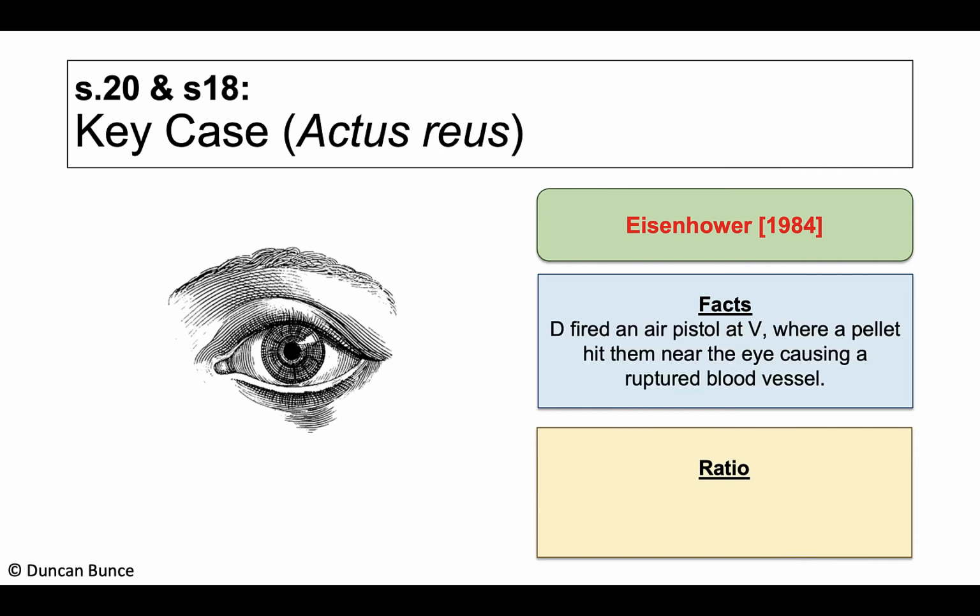So the defendant fired an air pistol at the victim, where a pellet hit them near the eye, causing a ruptured blood vessel. And this outlined what a wound is for us. A wound is a break in the whole continuity of the skin. So in this case, with the pellet lodging in the side of the eye and rupturing that blood vessel, the victim was unsuccessful in this case in meeting the standard of what a wound is. So I think presumably it was dealt with under Section 47.